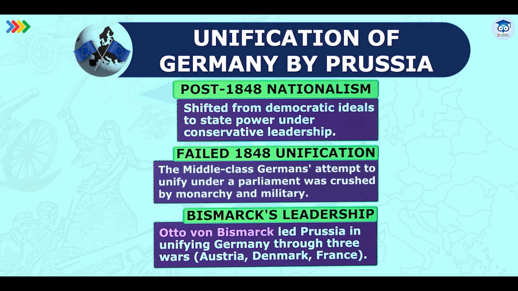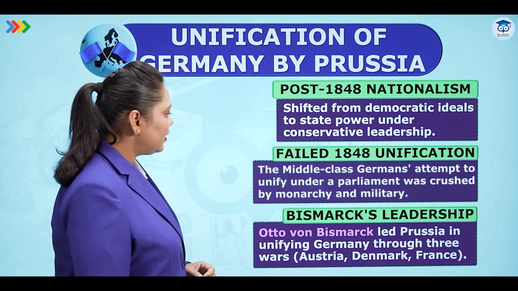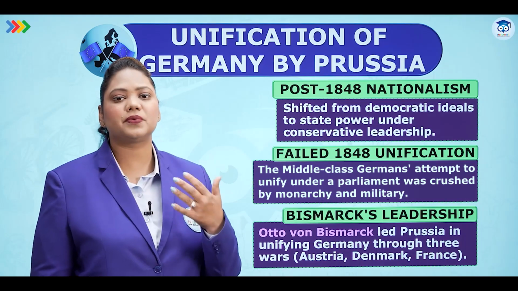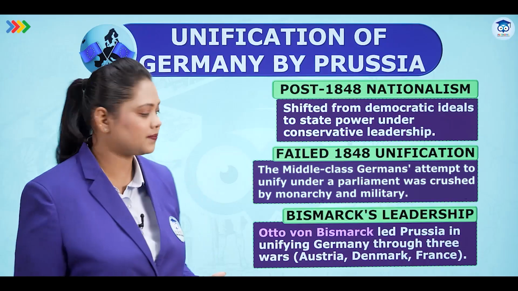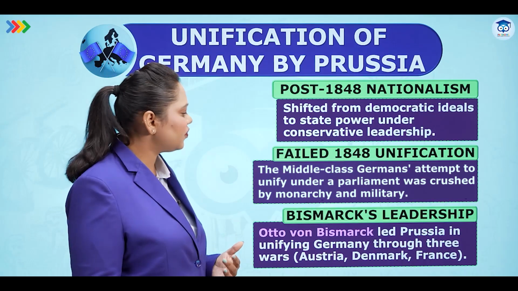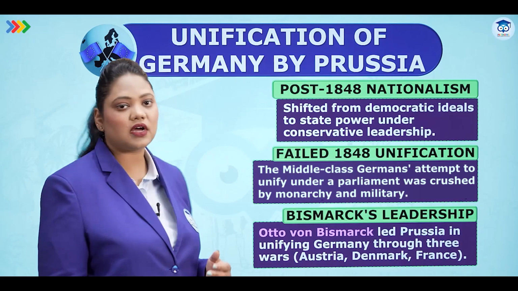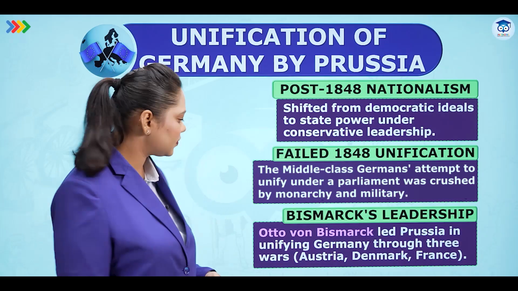Let's see the unification of Germany by Prussia. Post-1848 nationalism shifted from democratic ideals to state power under conservative leadership. The failed 1848 unification, the middle-class Germans. Why? Because the king suppressed the revolt of 1848. The failed 1848 unification: middle-class Germany's attempt to unify under a parliament was crushed by the monarchy and the military.